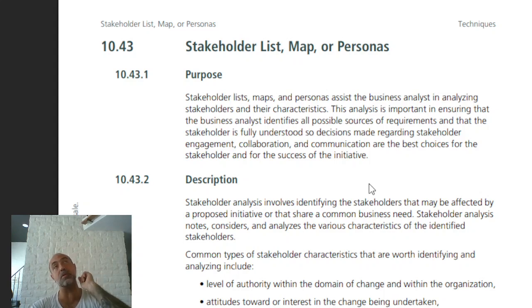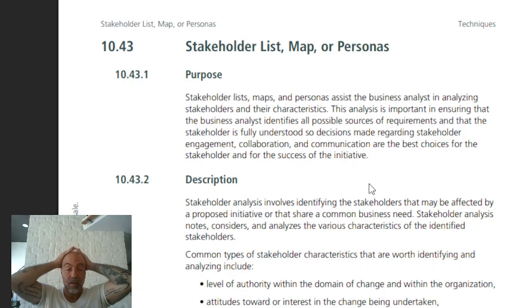As always, I explain what I think it is and then we read. So calm down. A stakeholder list, map, or personas is... what's it called? All right, amazing. What am I thinking about?